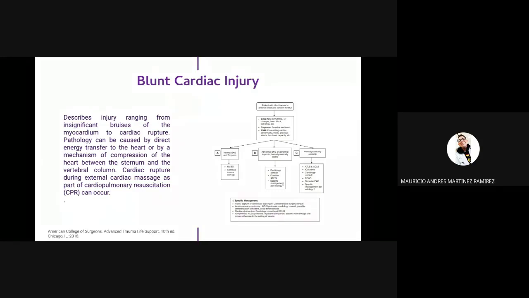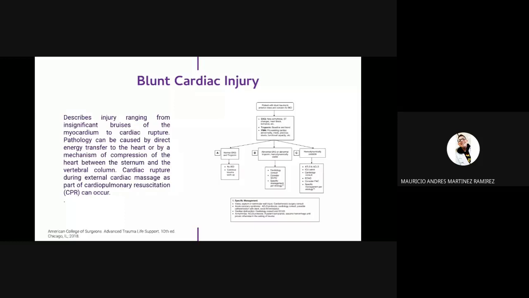In this algorithm, I want to show you that first we must perform an EKG and troponin, and we must search for pre-existing cardiac abnormalities or pre-hospital history. If we have a normal EKG and troponin, we must know that the patient can continue trauma workup, and we must not perform any other treatment, especially directly to the heart.